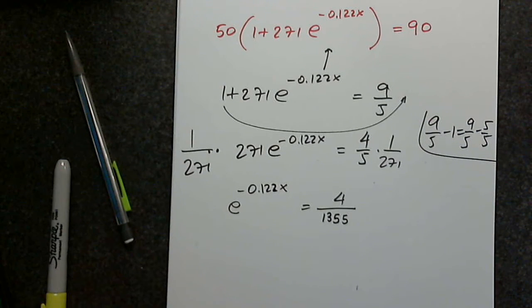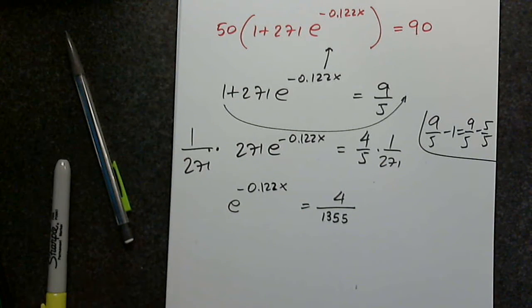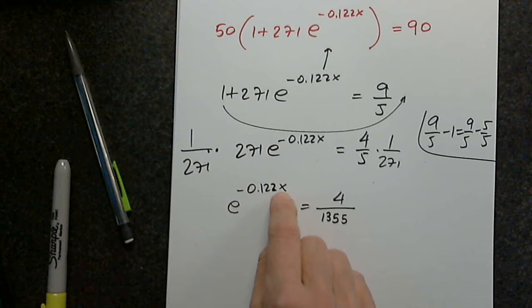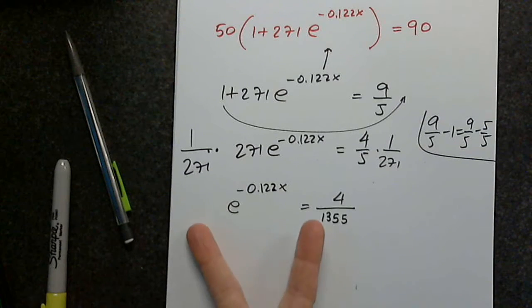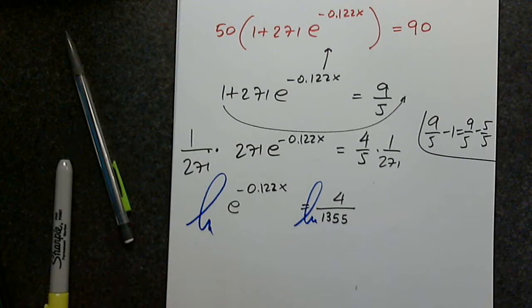So it's completely cleaned up. I have e to a power and a number on the other side. I need to bring the power down because I'm solving for x. And there is only one function that does that. I have to apply it to both sides. Exactly. Natural log and natural log.